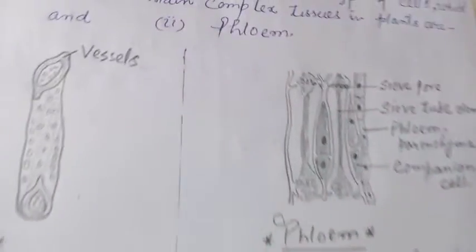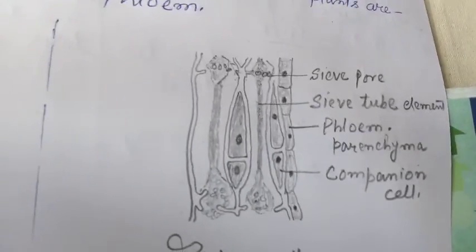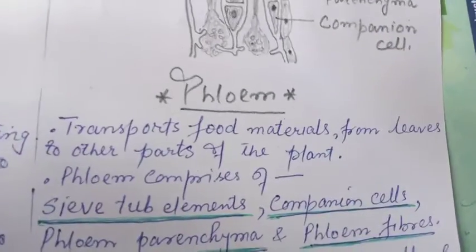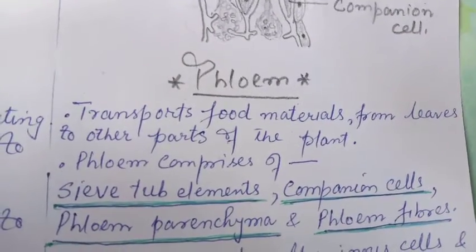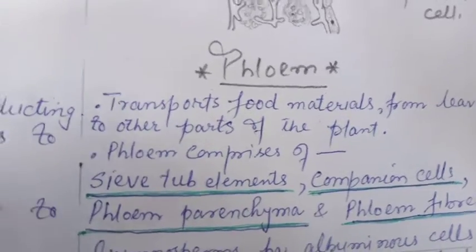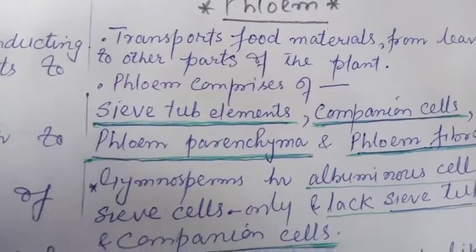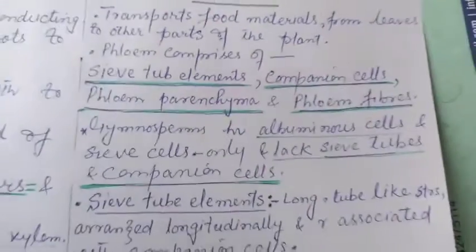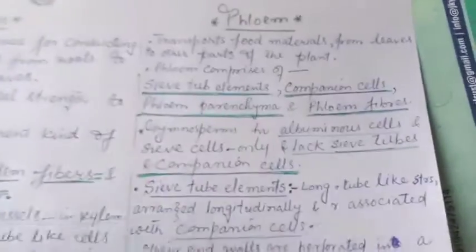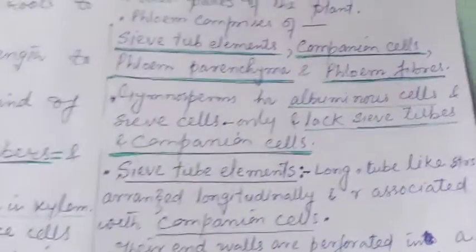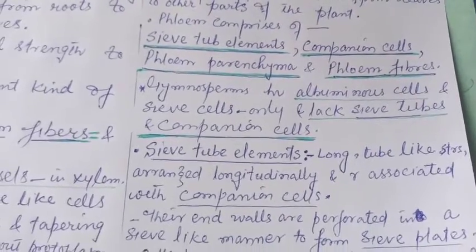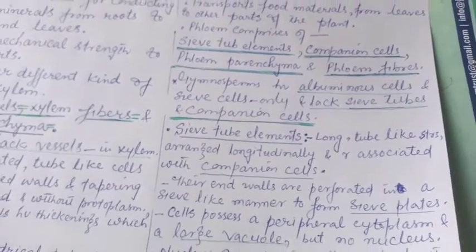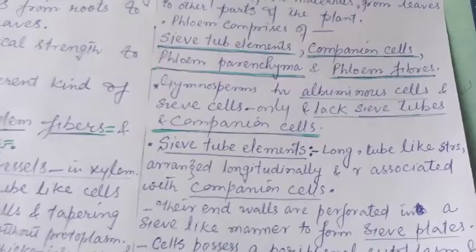Now the phloem. This is the view of the phloem cells, and this phloem, you must be knowing, performs the function of transportation of food materials from leaves to other parts of the plant. This phloem comprises sieve tube elements, companion cells, phloem parenchyma, and phloem fibers. These 4 types of cells are found in the phloem tissue. The gymnosperms have albuminous cells and sieve cells only, and they do not have the sieve tubes and companion cells. That is, in gymnosperms only 2 types of cells are found.